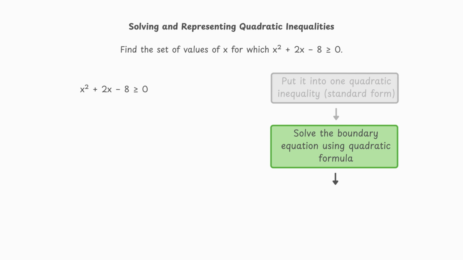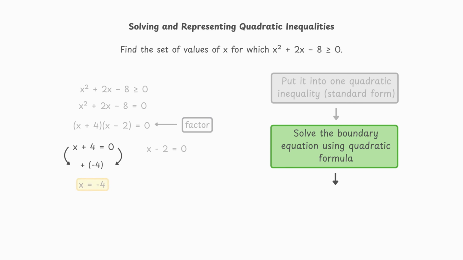Step 2, solve the boundary equation. To do this, we replace the inequality sign with an equal sign. So we solve x squared plus 2x minus 8 equals 0. Now we factorize. We look for two numbers that multiply to give -8 and add to give +2. Those numbers are +4 and -2. So we write open bracket x plus 4 close bracket multiplied by open bracket x minus 2 close bracket equals 0. Now we solve each bracket. x plus 4 equals 0 gives x equals -4. x minus 2 equals 0 gives x equals 2. So these are our critical values, -4 and 2.